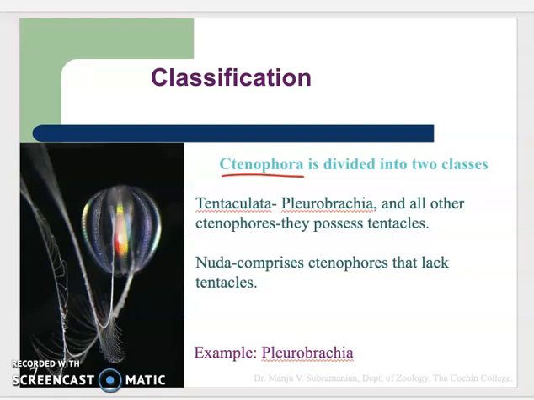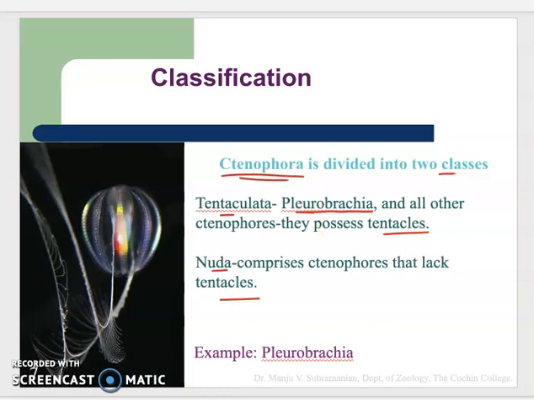Good morning, students. In this video lecture, we will be continuing with the phylum Ctenophora. In the previous lecture, we discussed the salient features of phylum Ctenophora, and this phylum is divided into two classes, that is Tentaculata and Nuda. Tentaculata comprises the ctenophores which possess tentacles, and Nuda lack tentacles. A good example for Tentaculata is Pleurobrachia, and you have to study this Pleurobrachia in your syllabus in detail.